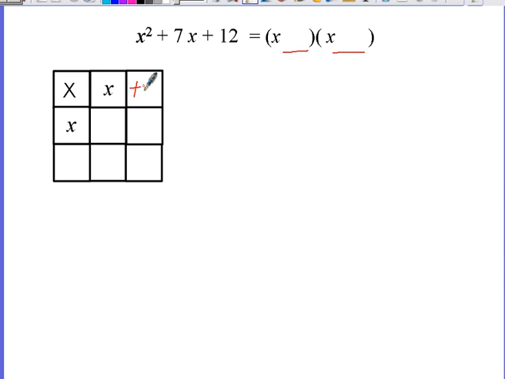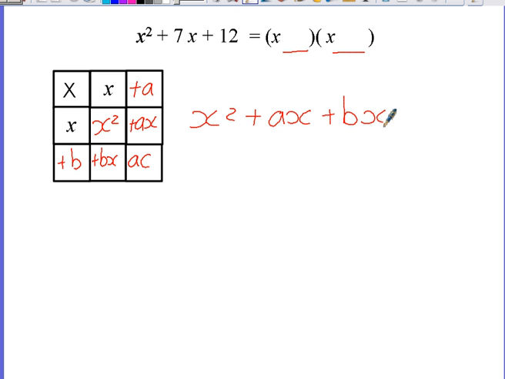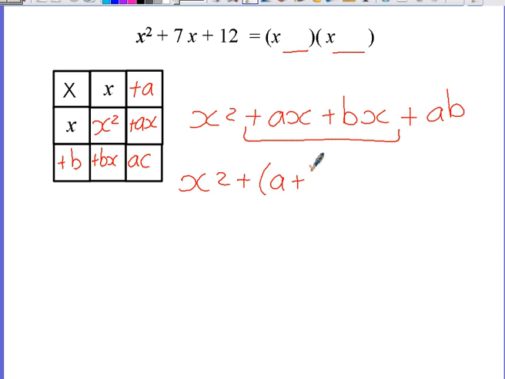Let's just say that the first value is represented by a and the second value is represented by b. And if I expand this using the box method, I end up with x squared plus ax plus bx plus ab. Now we know that we can always simplify these middle two terms in the expression, and so I'm going to factorise out x from both terms, and then I've got ab at the end.